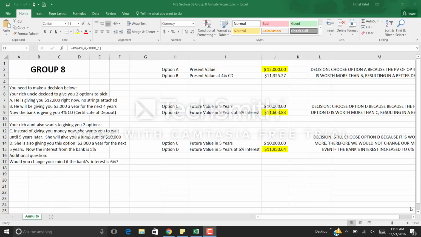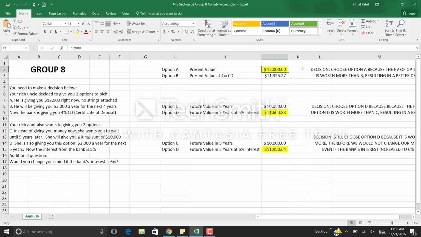Today we will be presenting on the Annuity project for decision making through present and future values. For our first decision, we decided that taking option A, which is taking the $12,000 right now, was the best decision as it is the most profitable, and it's more profitable than option B, which was giving us $3,000 a year for the next 4 years with the bank certificate of deposit at 4%.